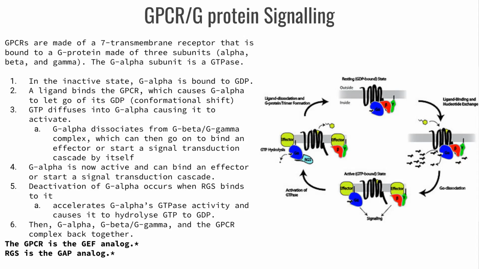Another thing to note is that the G beta and G gamma complex are permanently bound together, and they go and start their own signal transduction cascade separate from the G alpha.